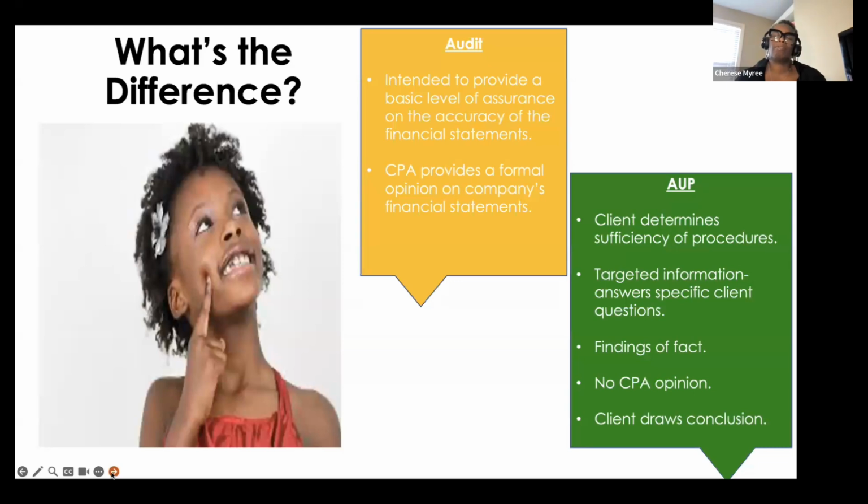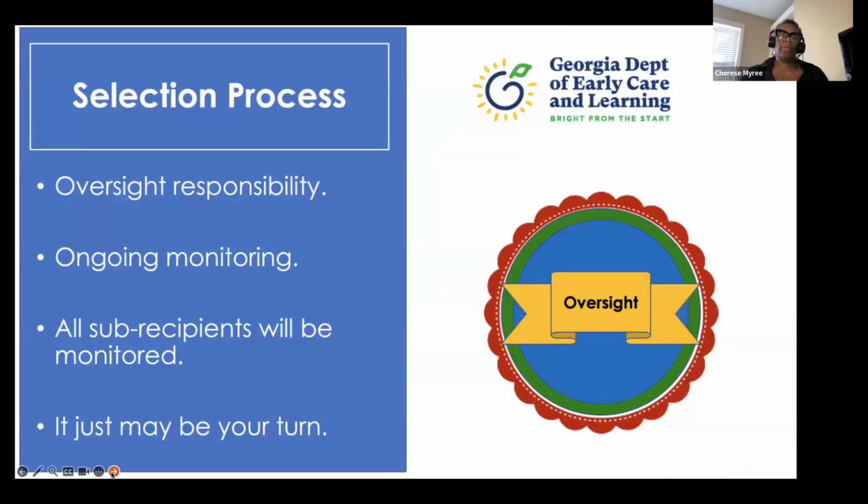Now, what you would be selected for right from the start would be an agreed upon procedures review or an AUP. And so an AUP is where the client determines what procedures are in place to answer specific questions. An AUP results in a finding of fact. There is no opinion, and the client ultimately draws the conclusion as to the results. So basically, when it comes to getting an AUP, there is a selection process right from the start because they are responsible for oversight of the money.